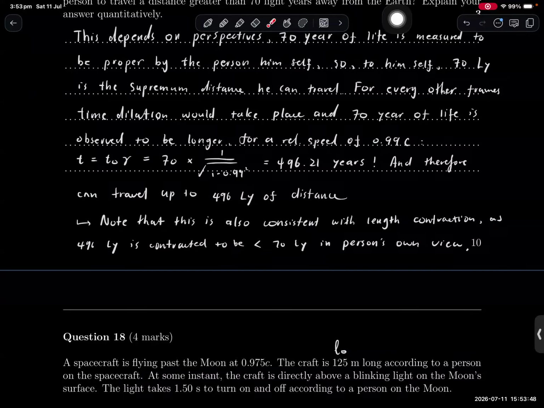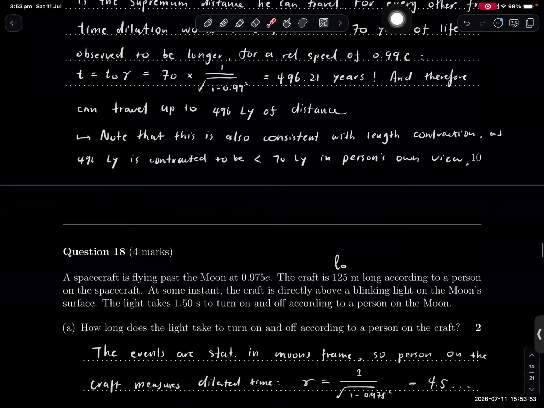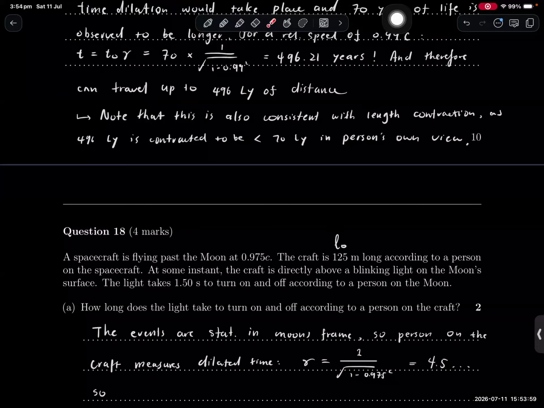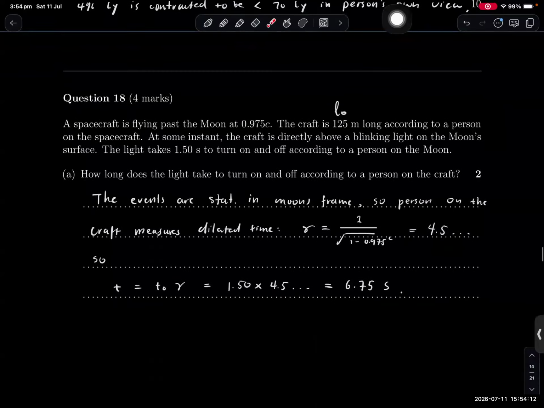You can see the thing travel for at least 496 light years of distance. Note that this is also consistent with length contraction, as 496 light years is contracted to be less than 70 light years in the person's own view. Okay, they're all consistent with each other.